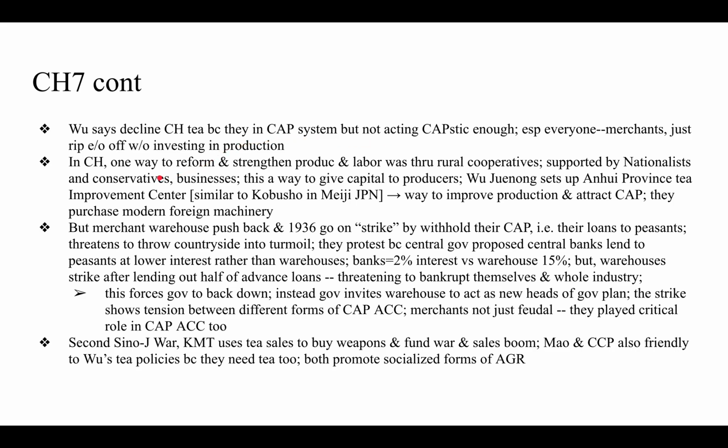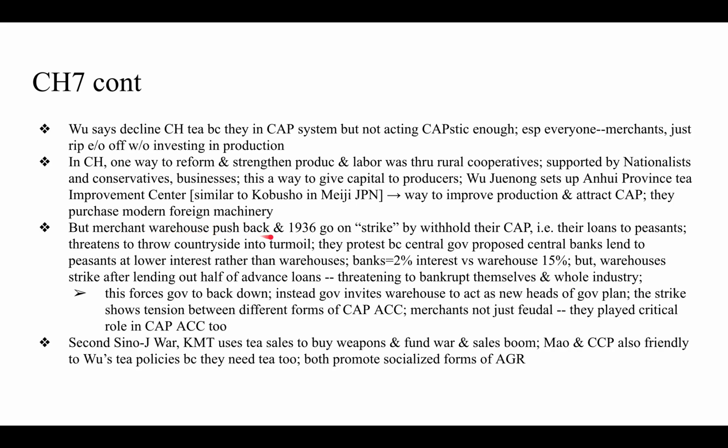In China, one way to reform and strengthen production and labor was through rural cooperatives. These were supported by the nationalists and conservatives and businesses as well. This was a way to give capital to producers. Wu Juinang set up in Anhui province a tea improvement center. I would say this is similar to the Kobusho in Meiji Japan in some ways, which was a way to improve production and attract capital. They purchased modern foreign machinery with this.